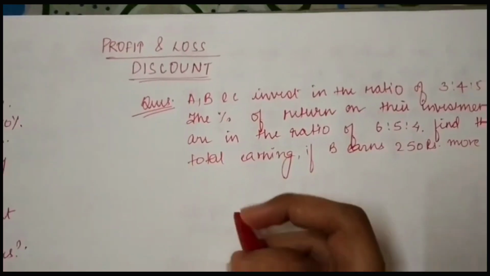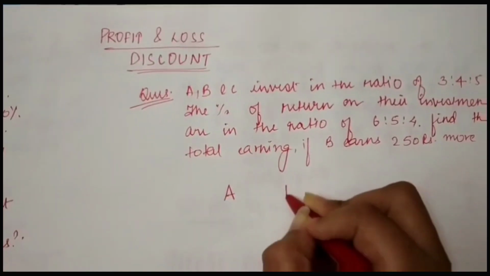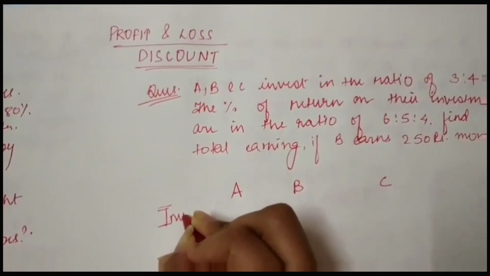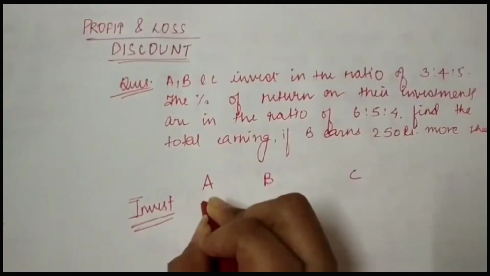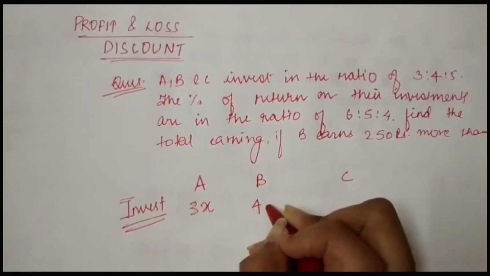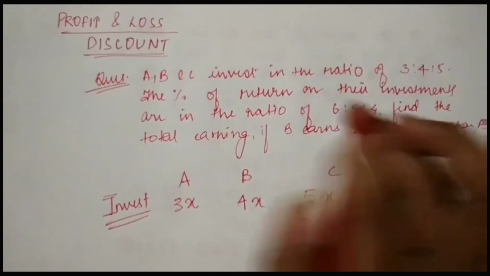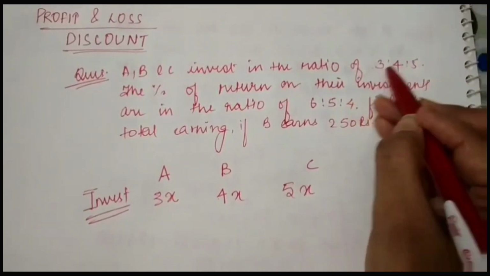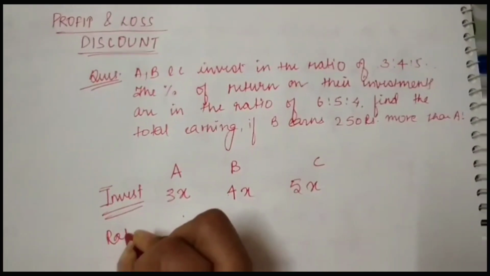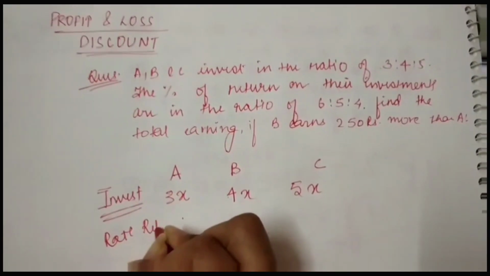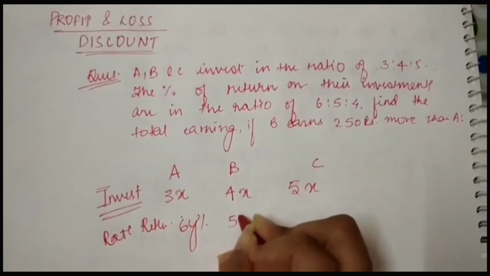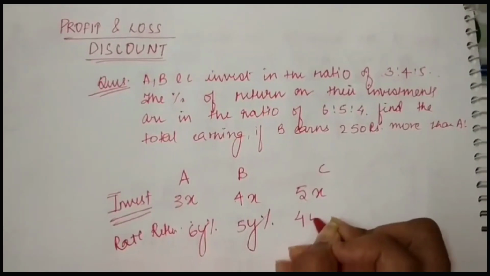So let's write first A, B, C. What is their investment? I'll denote it as I. Okay? This is investment. How much has A invested? That is 3x. How much B? This is 4x. Then C, this is 5x. I have done nothing, I have just written it in the form of x. This is the ratio. Okay. Now we are talking about the rate of return. How much is the percentage they have returned as rate of return? It is given as 6y percent. This is 5y percent. This is 4y percent.